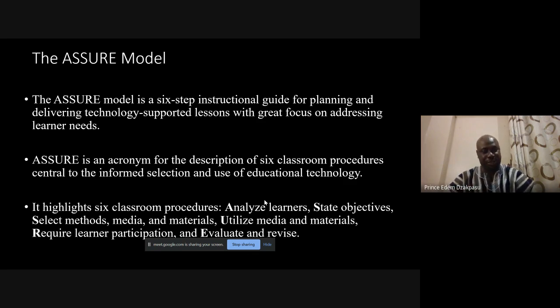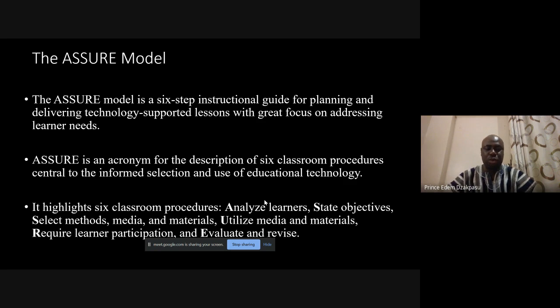ASSURE is an acronym for the description of 6 classroom procedures that are central to the informed selection and use of educational technology. When we talk about ASSURE, we are looking at various procedures. And these procedures are central to the way we decide on the use of technology. It highlights 6 classroom procedures. And these 6 procedures are to analyze your learners. You need to state your objectives. You need to select your methods.